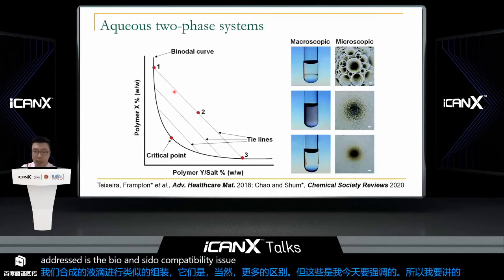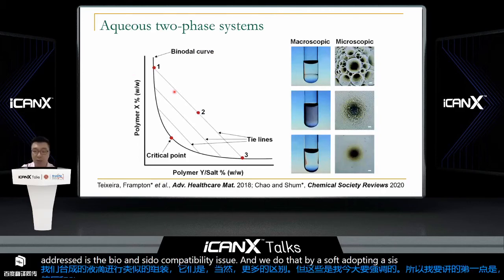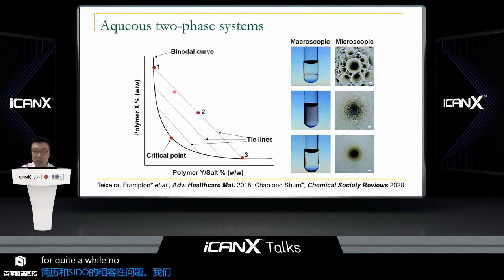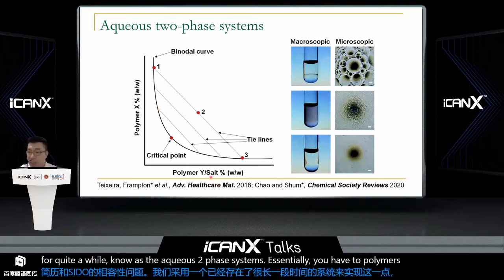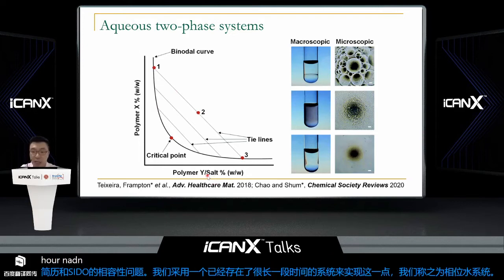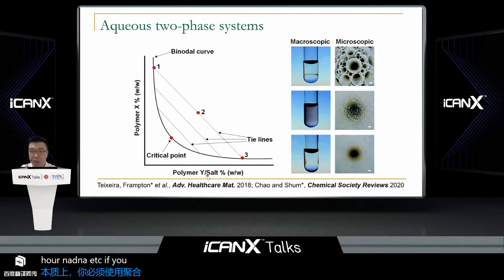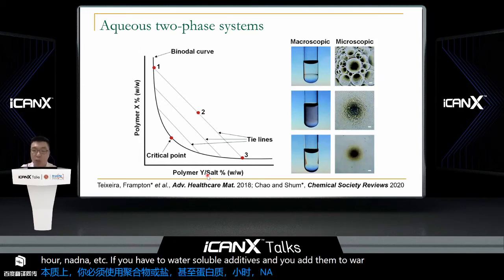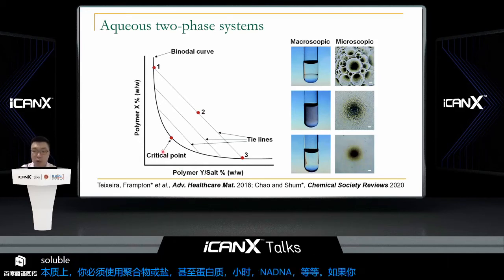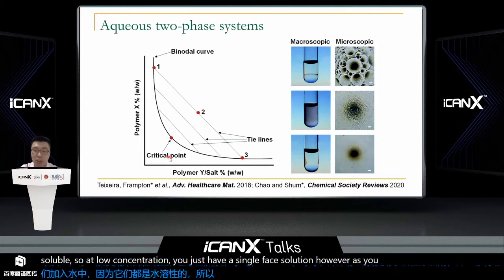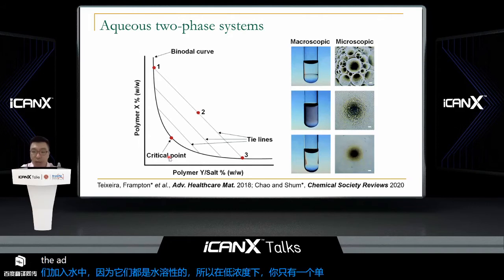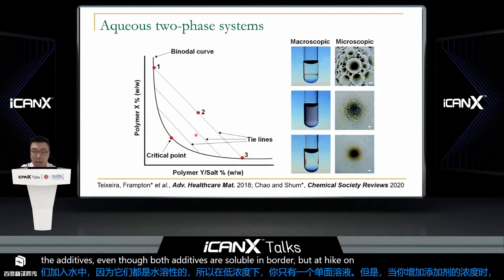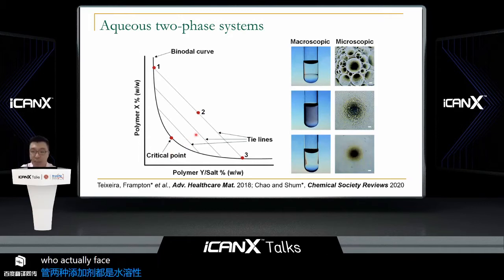And we do that by adopting a system that has been around for quite a while, known as the aqueous two-phase systems. Essentially, you have two polymers or salts, or even proteins, RNA, DNA, etc. If you have two water-soluble additives and you add them to water, at low concentration you just have a single-phase solution. However, as you increase the concentrations of the additives, even though both additives are soluble in water, at high concentrations the aqueous solutions will actually phase separate into two immiscible phases.